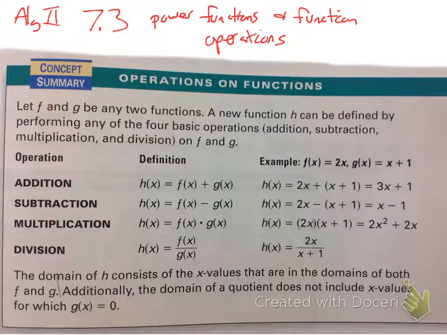Algebra 2, 3.2, 7.3, polar functions and function operations. So what we're going to do is we are going to now just add, subtract, multiply, and divide fractions. So they have it here is what it looks like, and they also kind of give you an example here of what that would look like at the end.